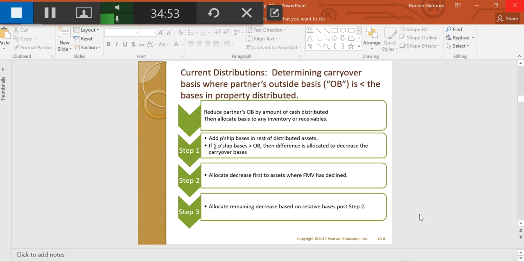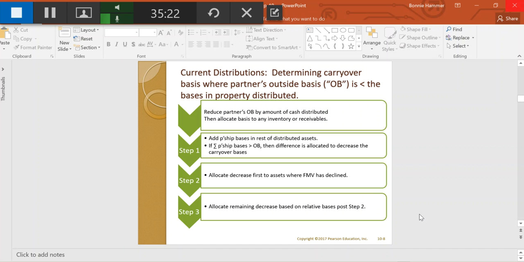Okay, so first of all, the partner reduces his outside basis. Now, OB is outside basis. And what is the outside basis? That's his basis in his partnership interest in the partnership. The other name for that is outside basis. We're going to call it OB here. So first, the partner reduces his OB by the amount of cash distributed.